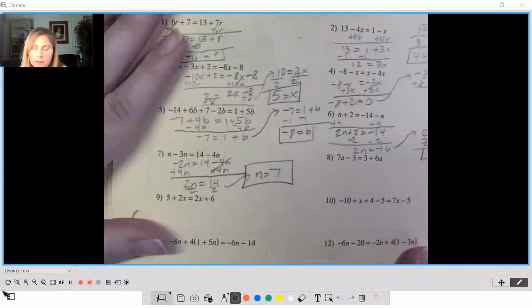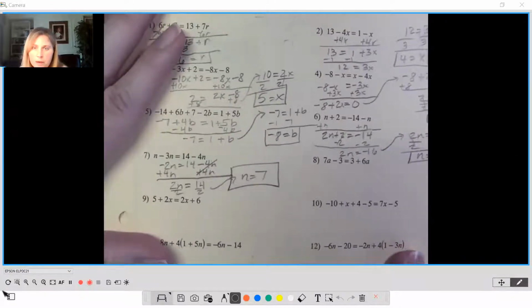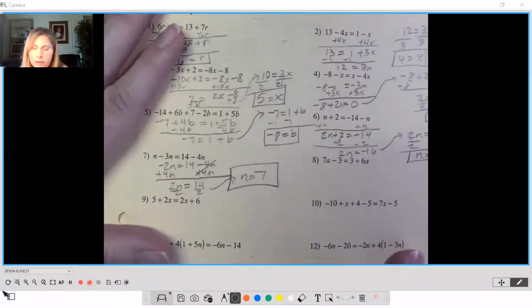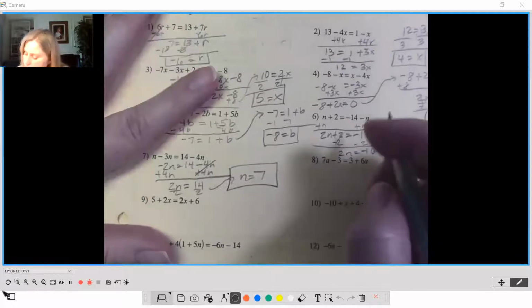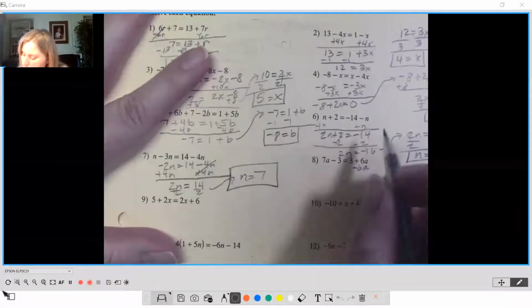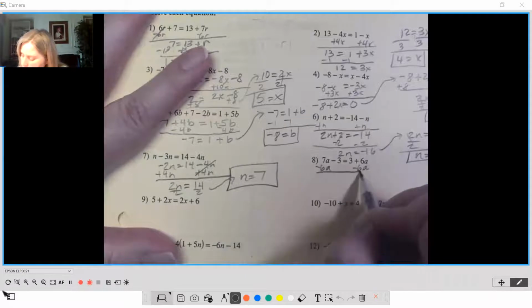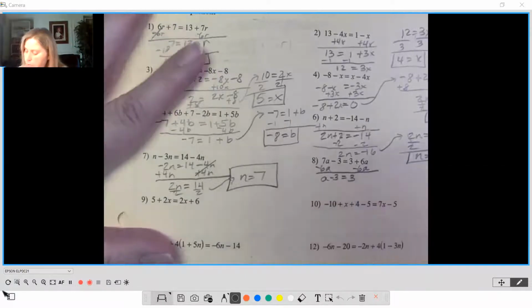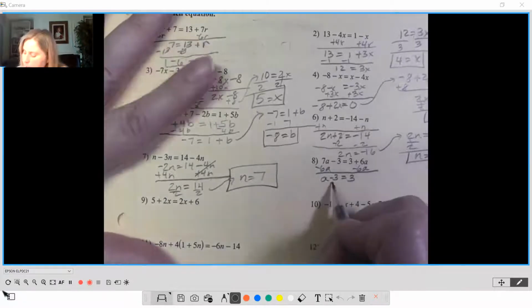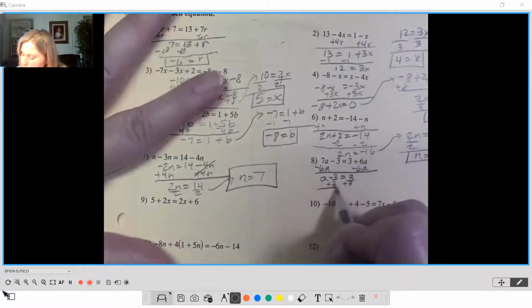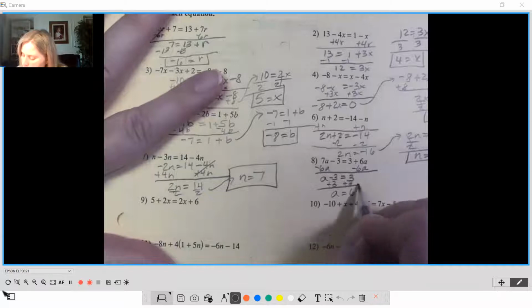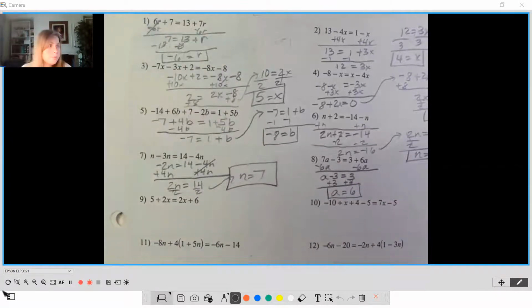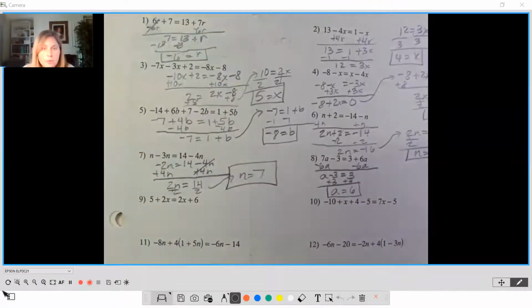Okay, number 8. 7a minus 3 equals 3 plus 6a. So we will subtract 6a from each side. This gives you a minus 3 equals 3. Then add 3 to each side to get a equals 6. Okay, number 9.